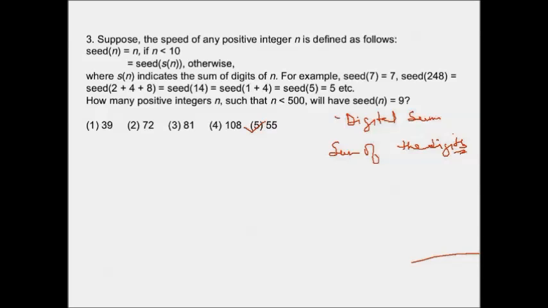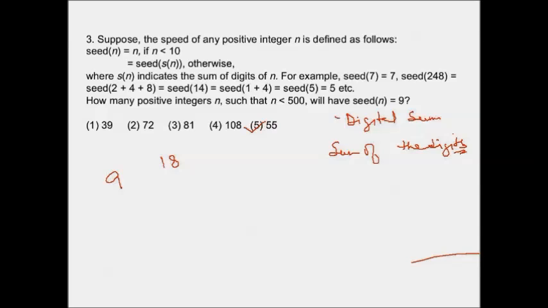The question says: how many positive integers n are there such that n is less than 500, with seed n equal to 9? First of all, these numbers have to be 9. For 9, the sum of the digits has to be 9 itself. The next number is 18, for which the sum of the digits would be 9.